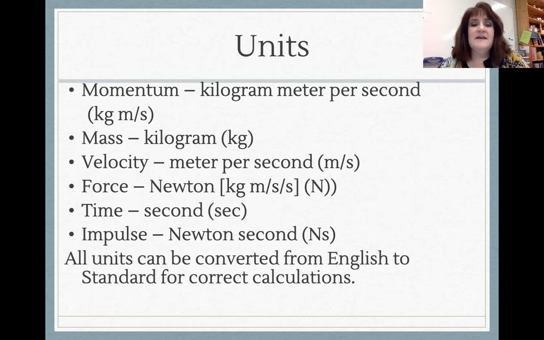All units can be converted from English to standard and should be converted from English to standard for correct calculations. So if I give you the mass in grams, you have to convert. If I give you the velocity in miles per hour, you have to convert.